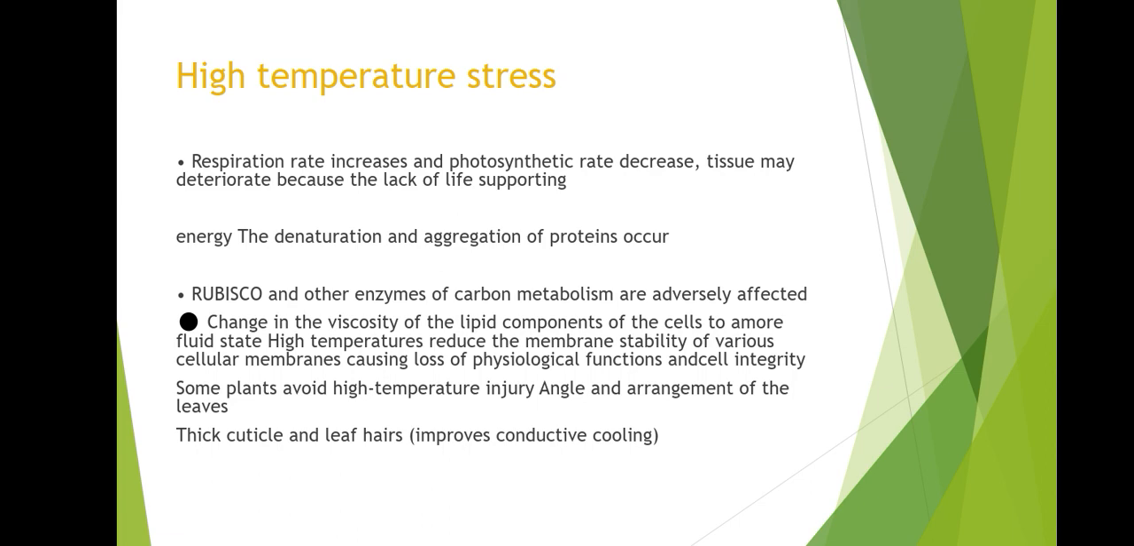Then there is a change in the viscosity of the lipid components of the cells to a more fluid state. High temperature reduces the membrane stability of various cellular membranes, causing loss of physiological function and cell integrity. Some plants avoid high temperature injury by the angle and arrangement of the leaves, thick cuticle, and leaf hairs. It improves conductive cooling.